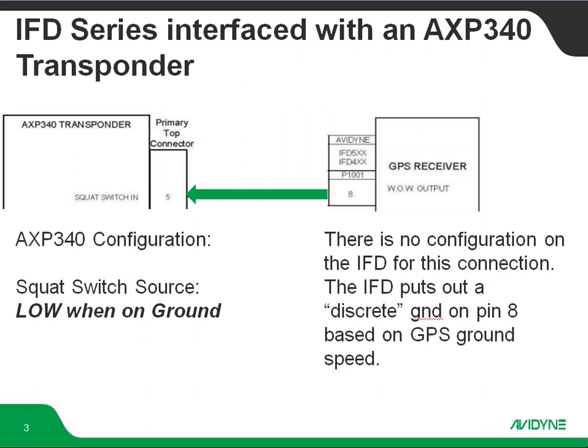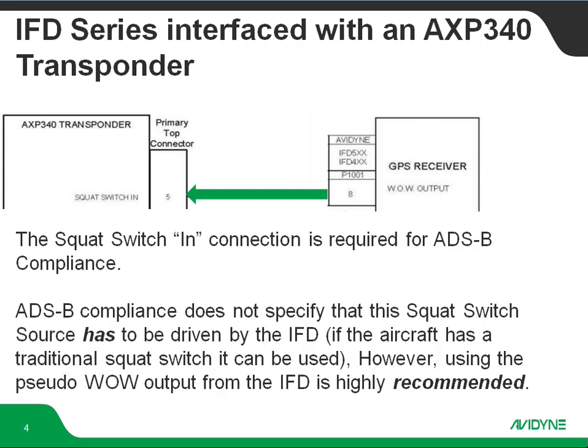On the transponder side, there's no configuration on the IFD side. If it's wired up, it'll be there. What that does is it puts out a discrete ground on pin 8 based on GPS ground speed. So anything below 35 knots GPS ground speed, it's going to be a low or a discrete ground. Above 35 knots GPS ground speed, that line should open, and it'll be treated just like a traditional weight on wheels or a traditional squat. Again, that is a requirement for ADSB compliance.